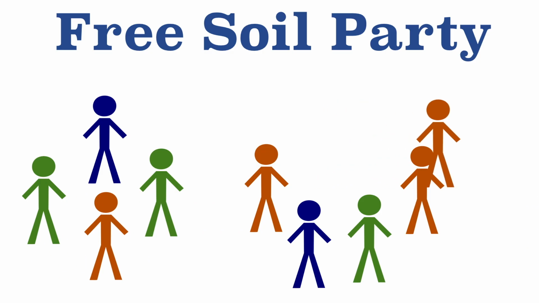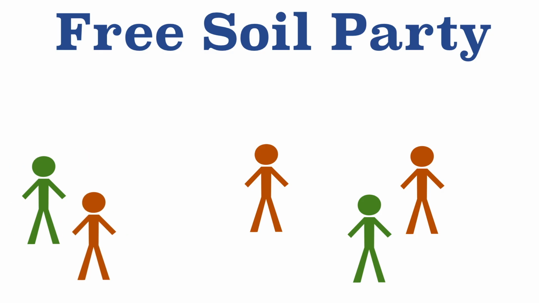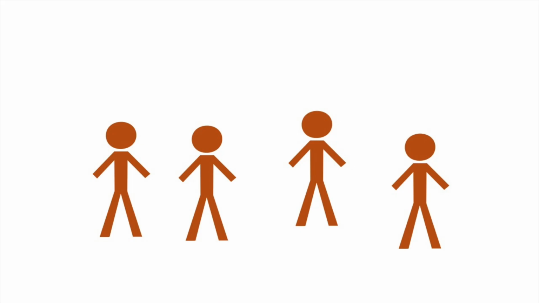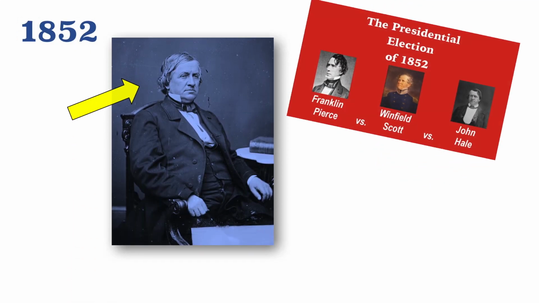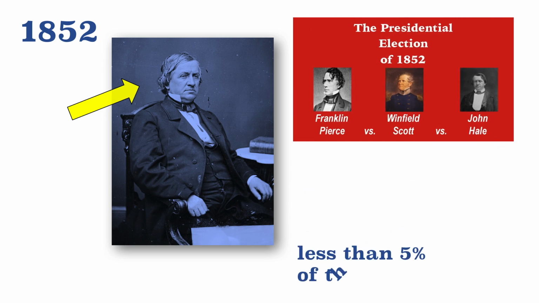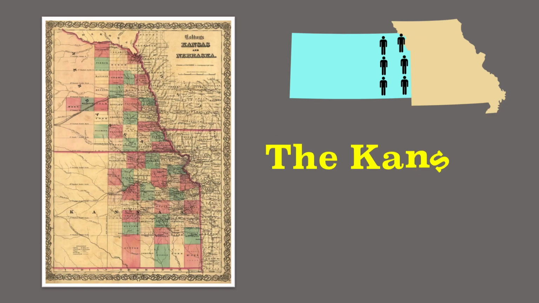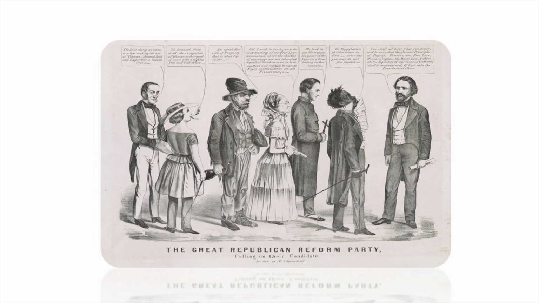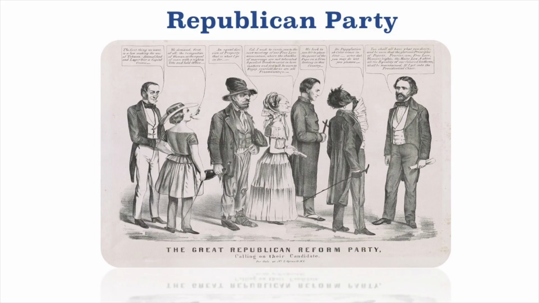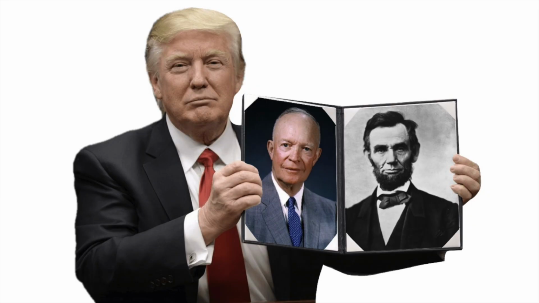Most Barnburners went back to the Democratic Party, and most Conscience Whigs went back to the Whig Party. So the moderates left the party, leaving only the hardliner and passionate abolitionists. By 1852, they had lost significant membership. That year, they nominated John Hale in the presidential election, but he got less than 5% of the popular vote. 2 years later, after the controversial and just plain horrible Kansas-Nebraska Act passed, the remaining Free Soil Party members ended up helping to create a new political party called the Republican Party. Hey, that party sounds familiar.